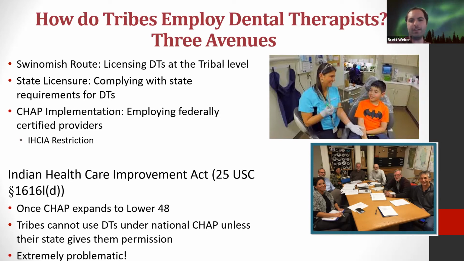And so you can see the federal citation there. Once CHAP expands to the lower 48, tribes can only use dental therapists under that program if their state gives them permission. So that's obviously super problematic. What did I just say at the beginning of the slide? Tribes are sovereign nations, right? So it's extremely inappropriate for Congress to give that authority to states over tribes.